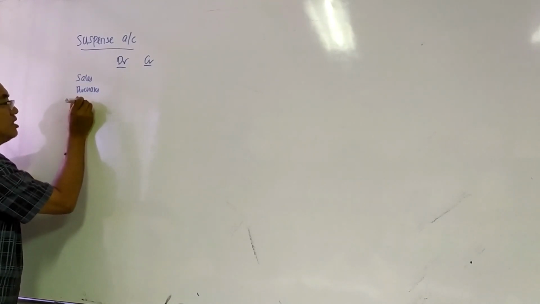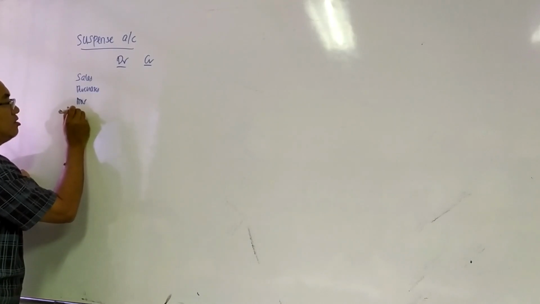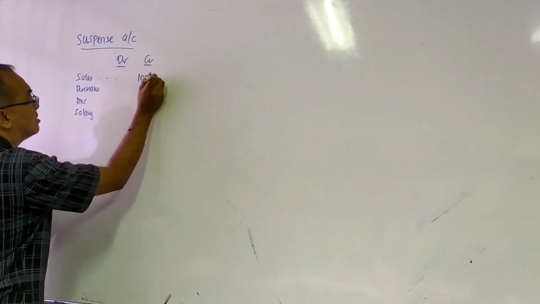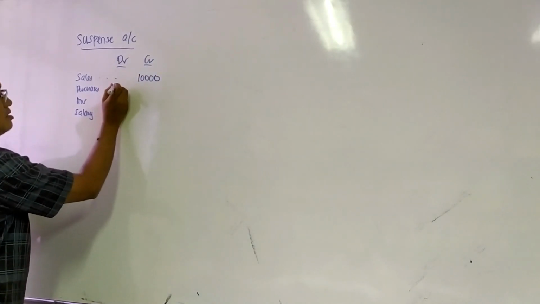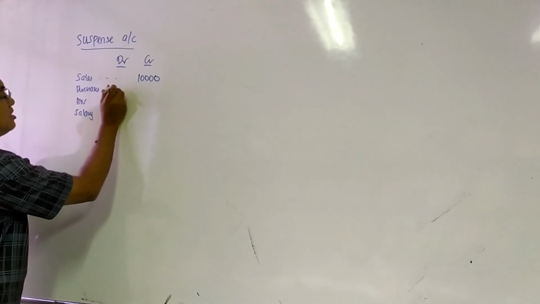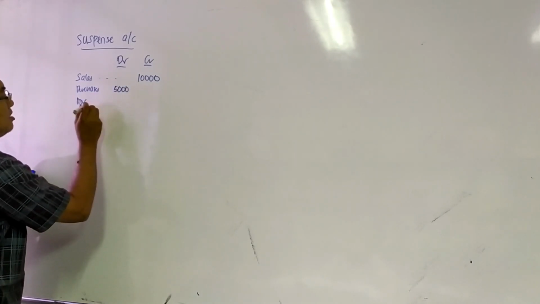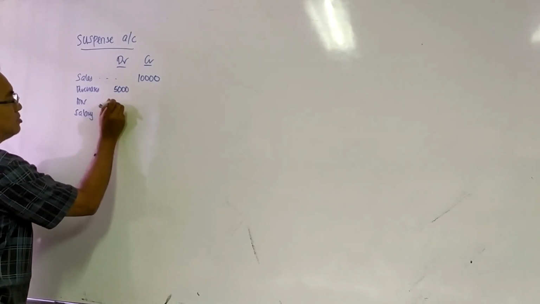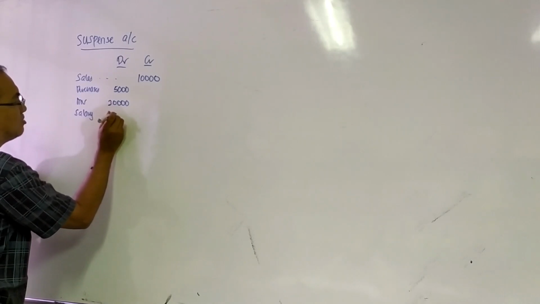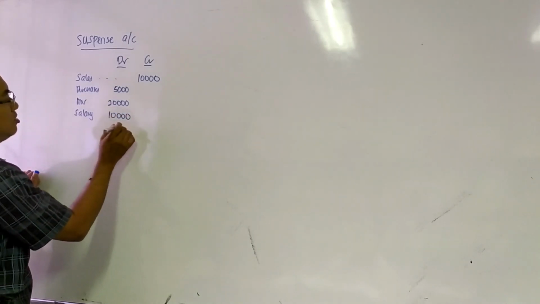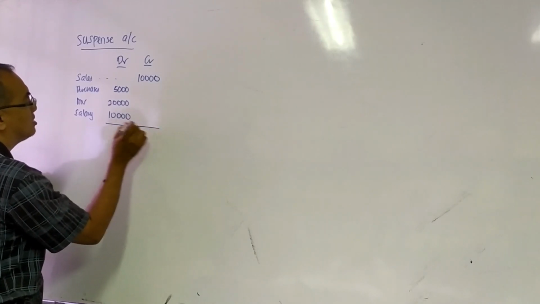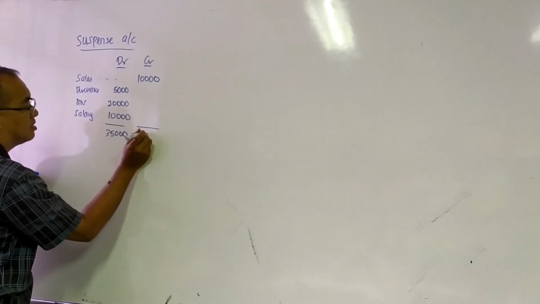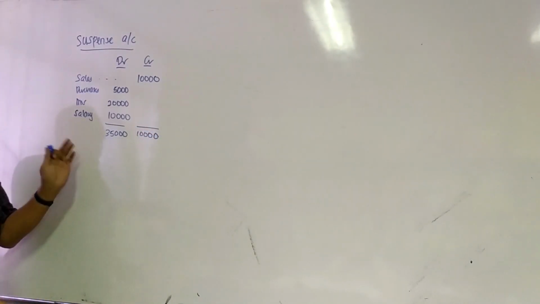So normally in your trial balance you have your sales, your purchases, let's say motor vehicle, and your salary. Let's say your sales is 10,000, and your purchases is 5,000. Your motor vehicle is, let's put 20,000, and salary is 10,000. So our trial balance now is 35,000 on one side and 10,000 on the other. So your trial balance is not balanced.